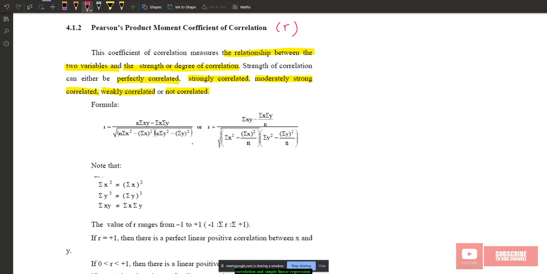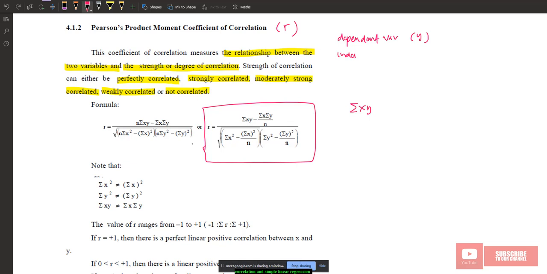So the formula, let's use this formula, right? Summation of xy, right? Again, you need to identify the dependent variable and independent variable. And remember, the dependent variable is y, the independent variable is x, right? So summation of xy minus summation of x multiplied by summation of y, divided by n, right?